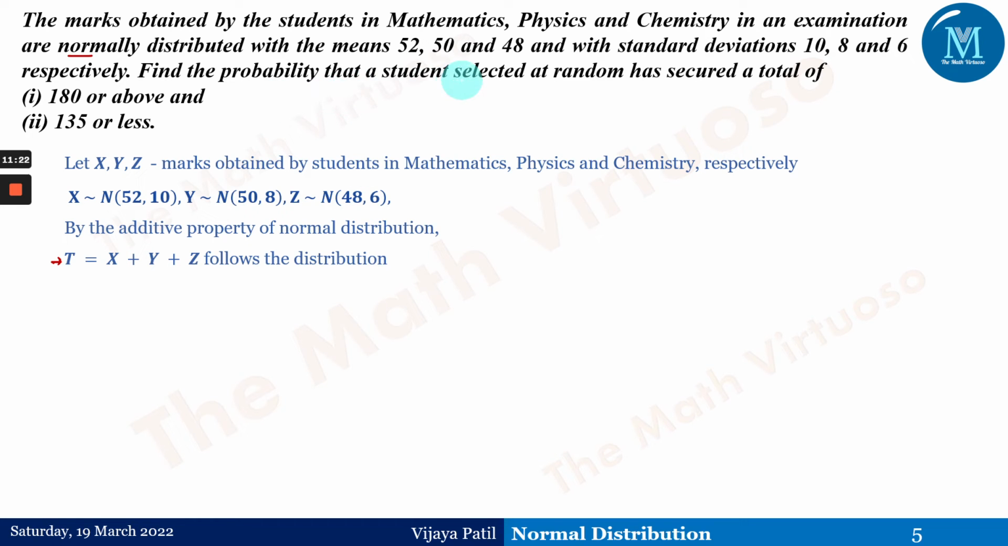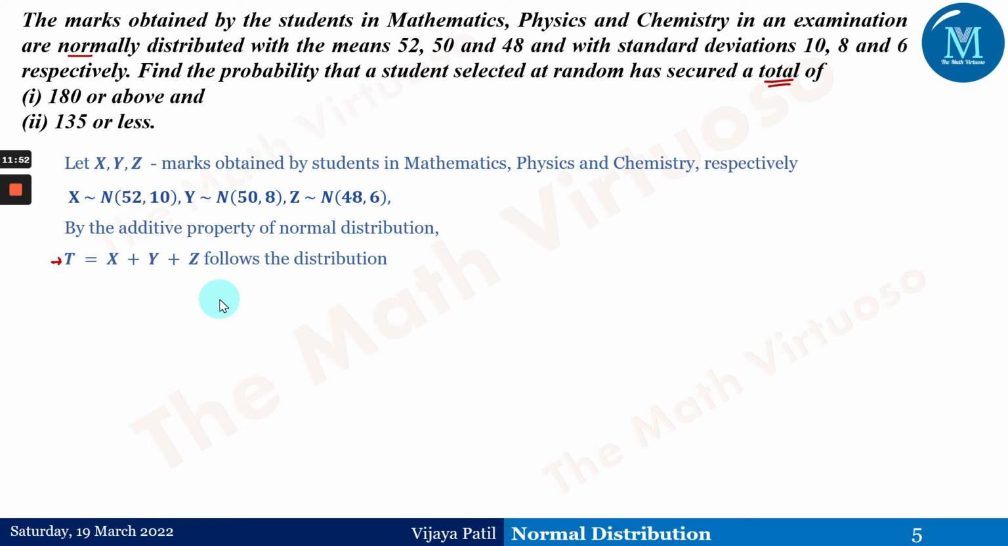Find the probability that a student selected at random has secured a total of. So we are not talking here about mathematics, physics and chemistry individually. That's the reason we have to have the total of them. Therefore we have to define another variable known as t. You can take any alphabet, it's just a label for the variable. So it's x plus y plus z, the addition of the three subjects, mathematics, physics, chemistry.